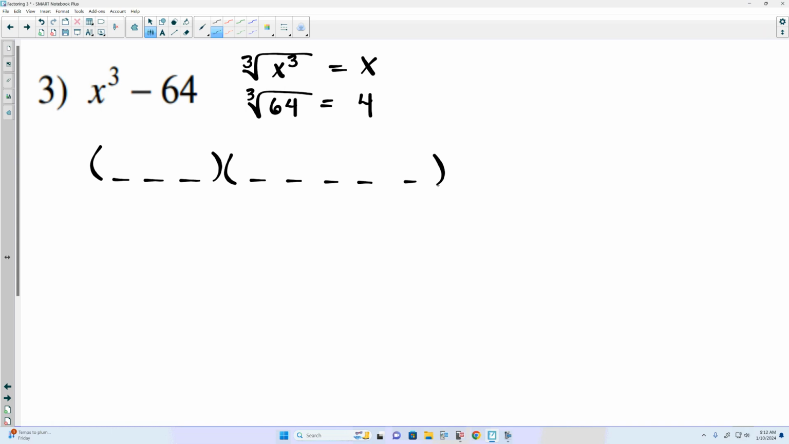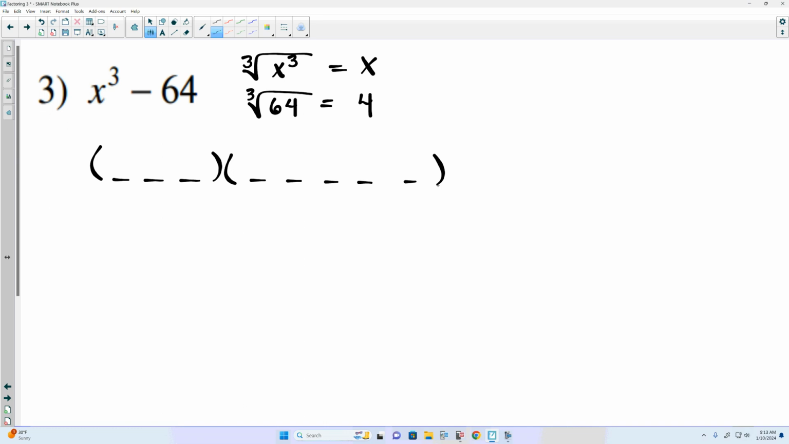The first set of parentheses will have 3 spots, the second will have 5. The first one's going to have 2 terms and a sign, the second one's going to have 3 terms and 2 signs. Questions on this so far?